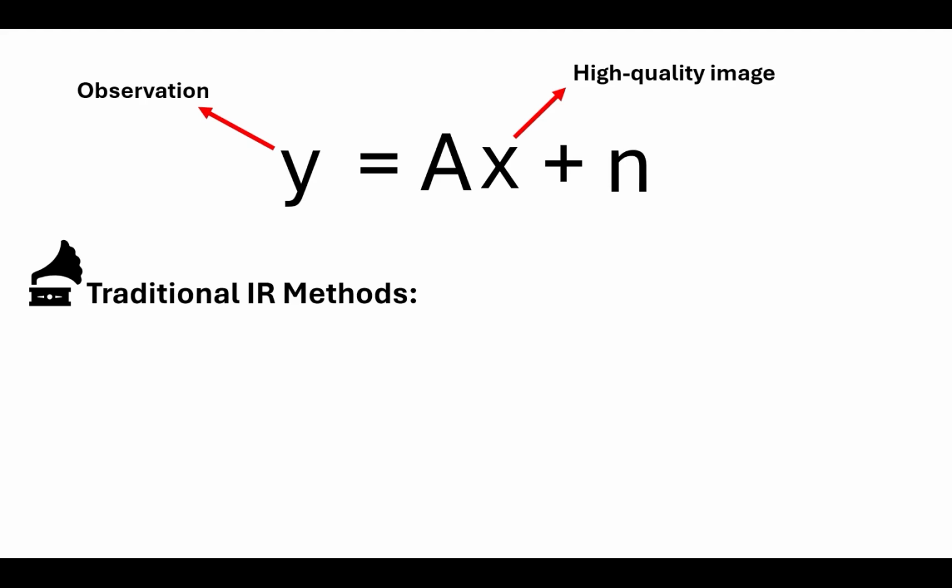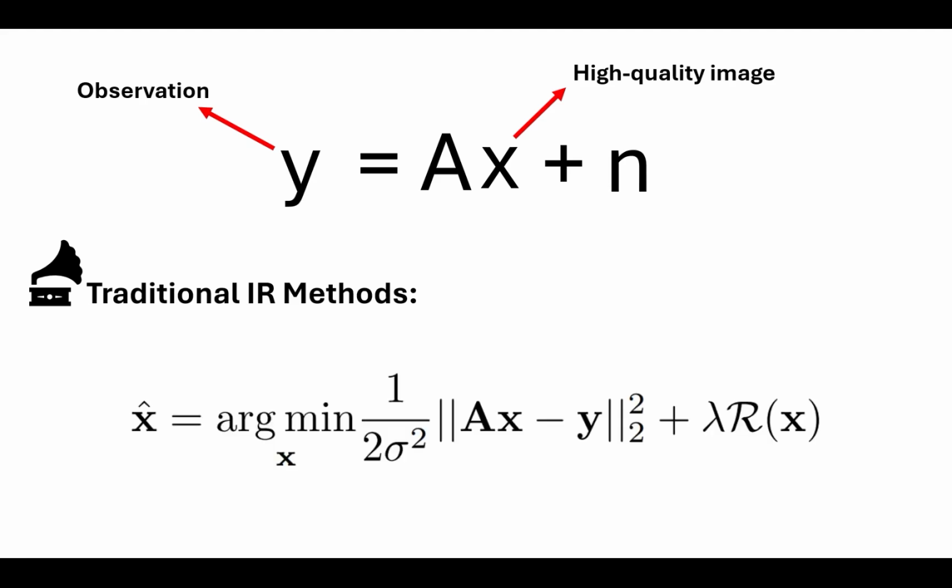In traditional image restoration methods, people tried finding a solution by optimizing this formula. Our goal is, among all the possible X values, to find the one that, if we multiply it by A, the difference between the degraded image and the observation is minimized as much as possible, and also a regularization term that should work as an image prior.